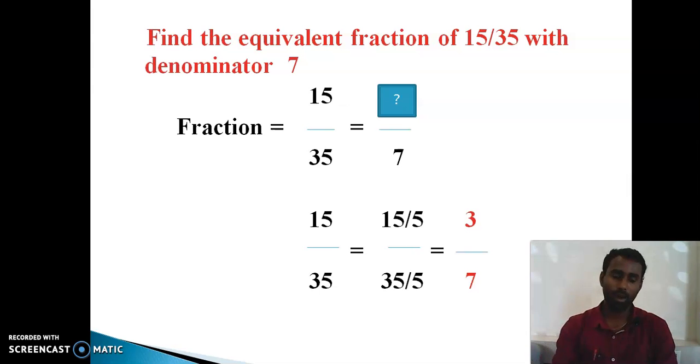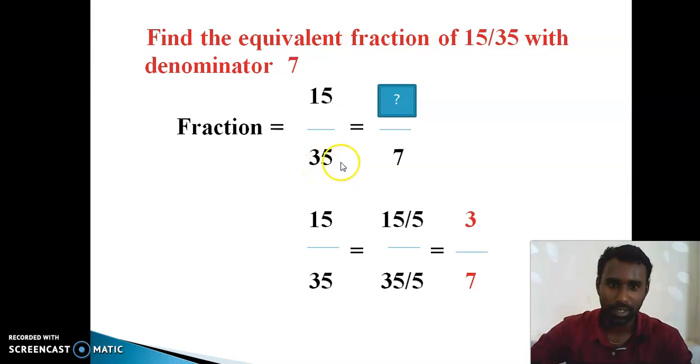Same way for this problem. Just look at 15 by 35 with the denominator 7. What is the denominator here? 35. Here the denominator should be 7. So we have to change this fraction to denominator 7. Going from a big number to a small number, only division is possible. So whichever number you divide by, this number will come.